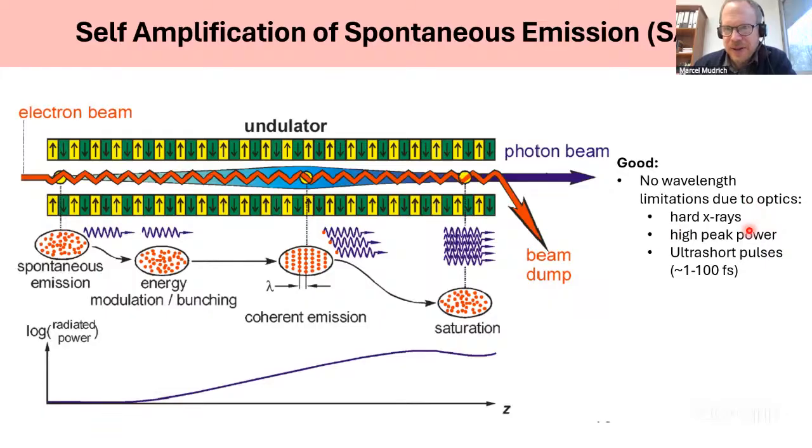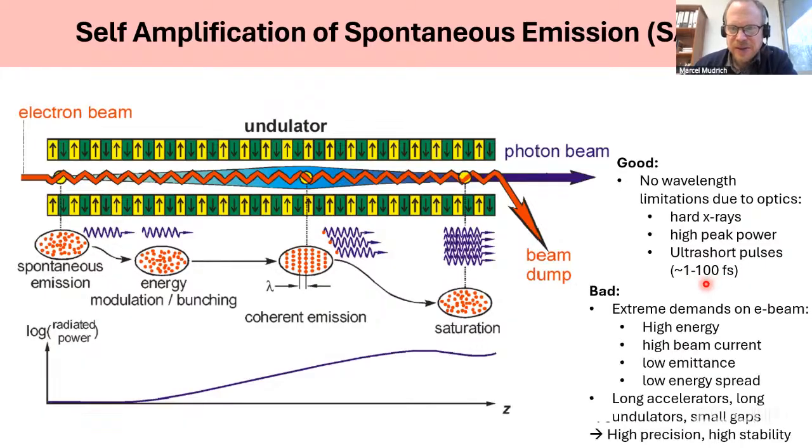So that's the main upside. It produces high peak power and femtosecond pulses, in contrast to synchrotrons. Remember, in synchrotrons the pulse duration was given by the duration of the electron bunches, something like 10 picoseconds to 100 picoseconds, a factor 1,000 or so longer than these free electron laser pulses, so that's great.